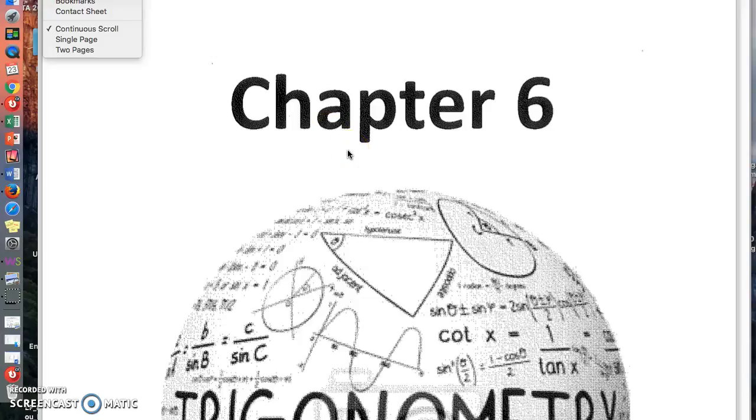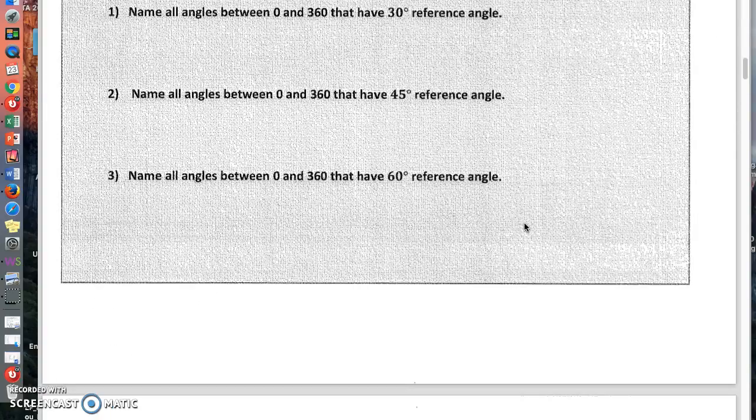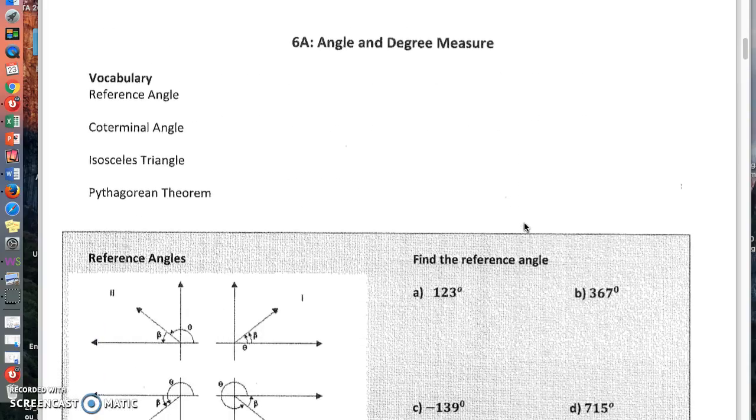Welcome to Chapter 6 here. We are going to take a look at the first day today. So the first thing we're going to take a look at here is some vocabulary.